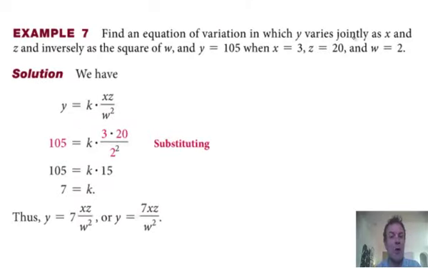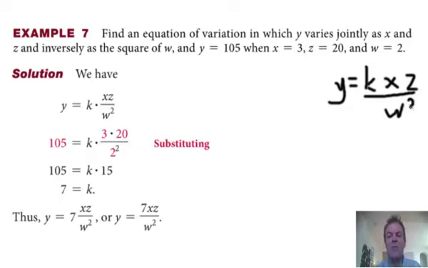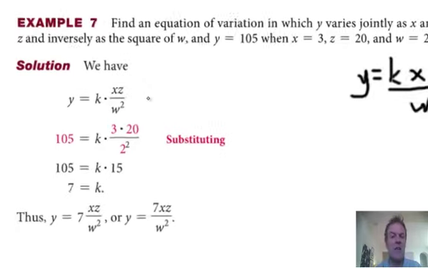Equation: y varies jointly as x and z, and inversely as the square of w. So basically you can count this as directly. Y varies directly with x, so again it's always y equals k. If it's directly, put it next to it, x and z. If it's inversely, I'm going to put it on the bottom, w squared. Is that right? And that's what I have there.